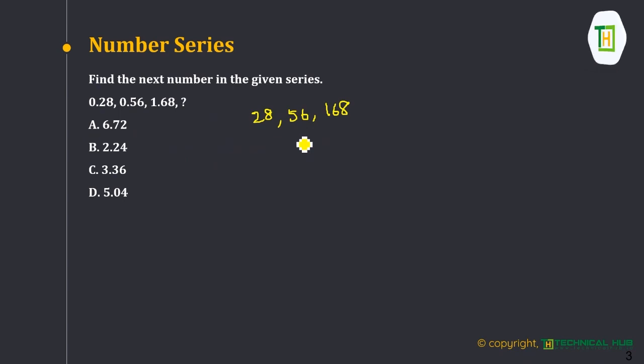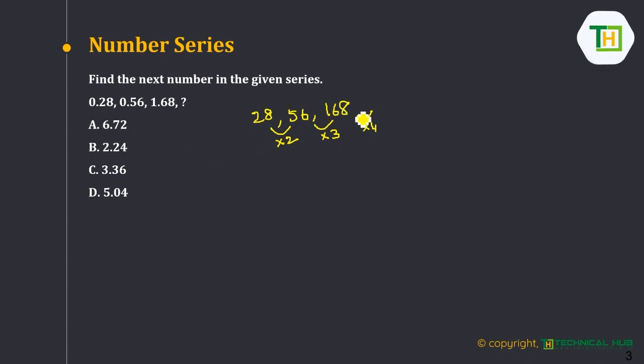If you're comfortable with the decimals, then there is no need to convert the numbers. So what is the relation between 28 and 56? The moment I see these two numbers, I can say 28 into 2 will be 56. But 56 into 2 is not equal to 168. I know 6 into 3 will get 8 in the unit digit, so I'll try with 3. So 56 into 3, I'll get 168. So the logic might be into 2, into 3. Next, I have to multiply the next number with 4. Then I'll get the answer.